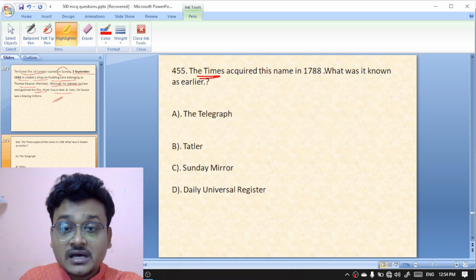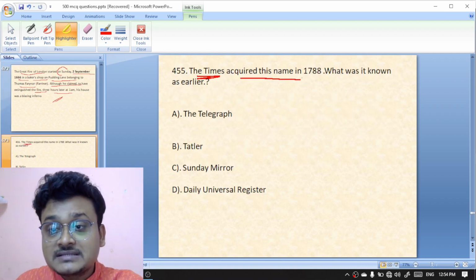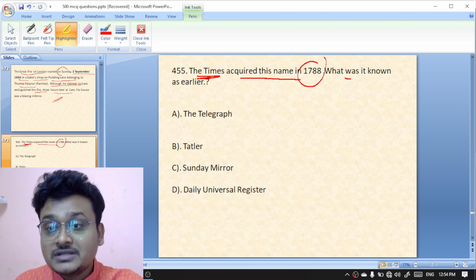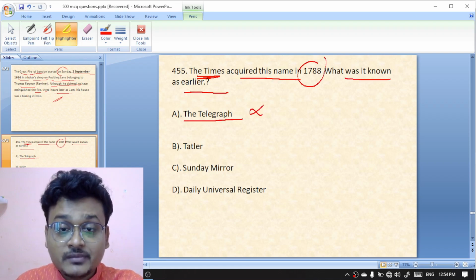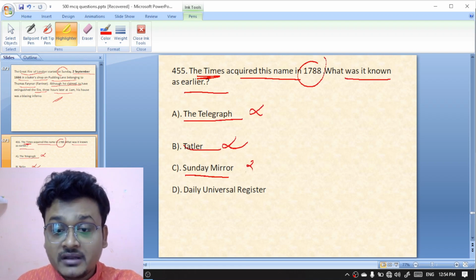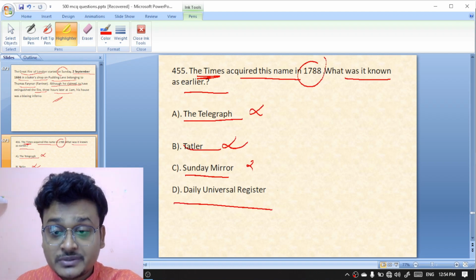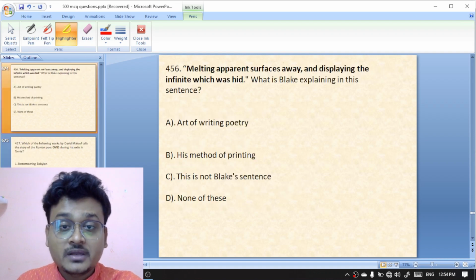Now The Times, a newspaper, acquired this name in 1788. What was it known as earlier? The Telegraph, the Tatler, Sunday Mirror, Daily Universal Register. So its earlier name was Daily Universal Register. Next question.